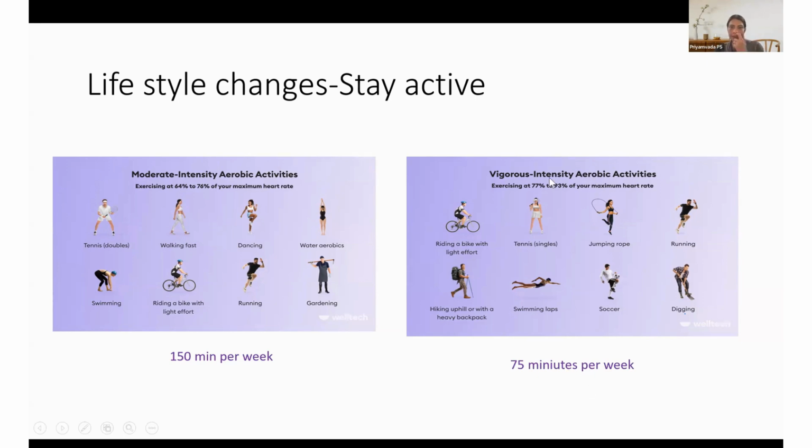Whereas on the other side, in vigorous intensity exercise, you are increasing your heart rate up to 77 to 93% of your maximum heart rate. So that basically means that you will be able to speak only in monosyllables. You won't be able to utter a sentence. So people who are relatively sedentary, do not advise them to jump into vigorous intensity aerobic activities.